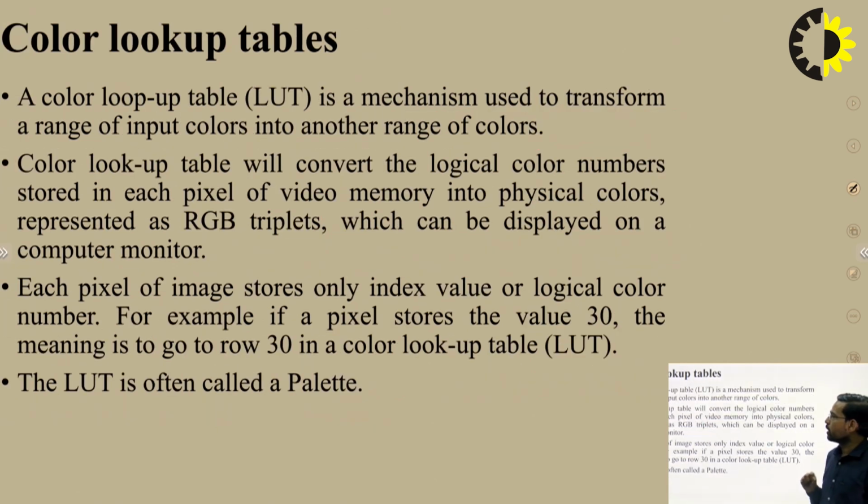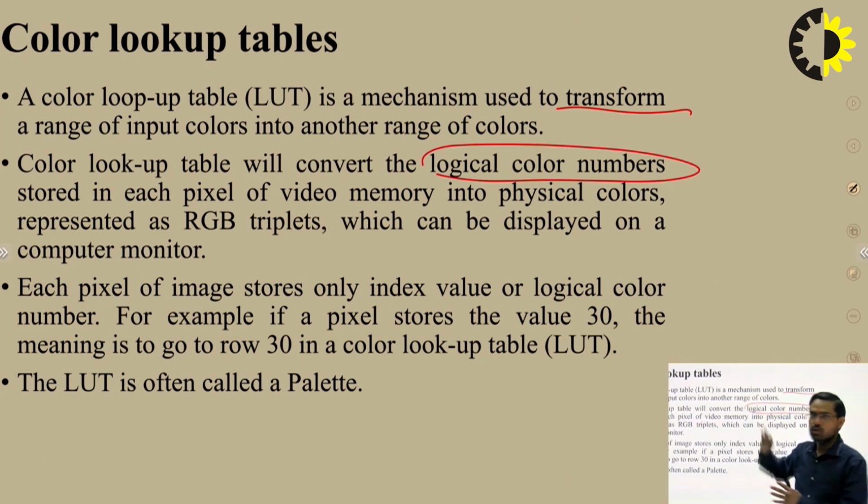So what is LUT? LUT is called the color lookup table. The color lookup table is a mechanism used to transform a range of input colors into another range of colors. Basically it is a table with a lot of colors, and we choose a particular color according to our users' need. The color lookup table converts the logical color numbers stored in each pixel of video memory into physical colors represented by RGB triplets. RGB triplets means 8 red, 8 green, and 8 blue, which can be displayed on the computer monitor.